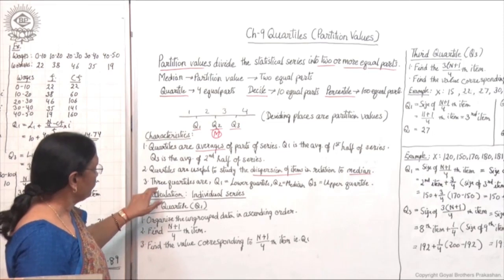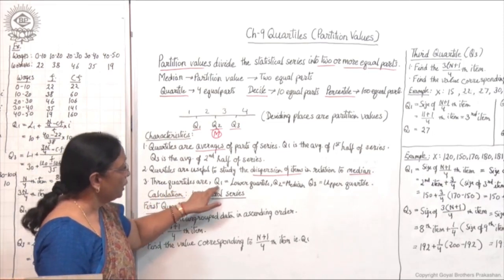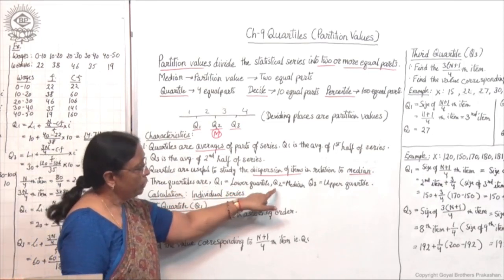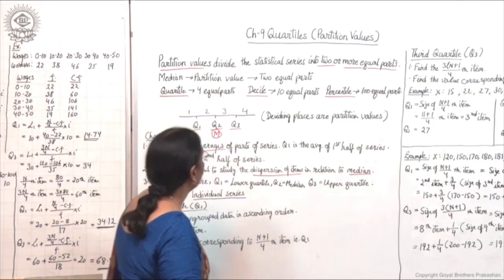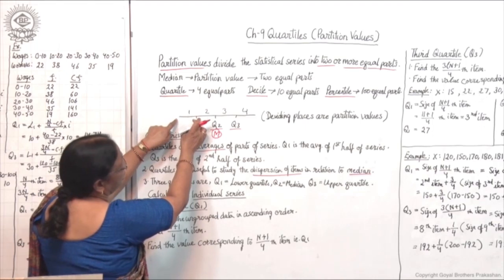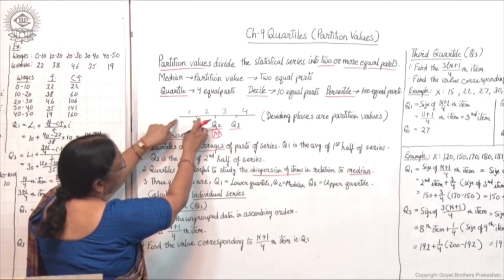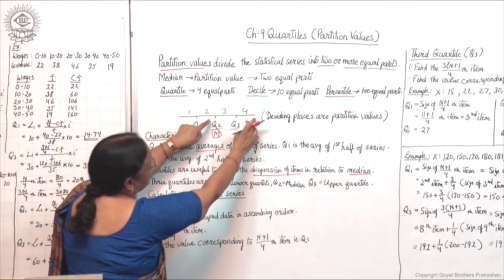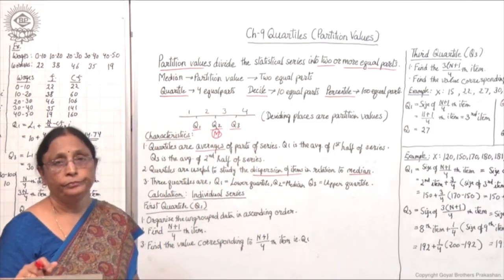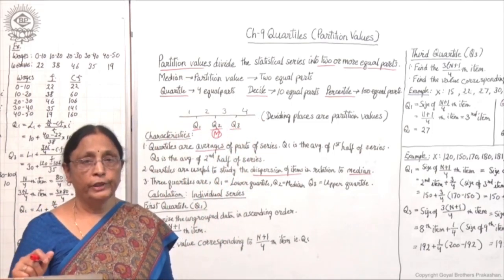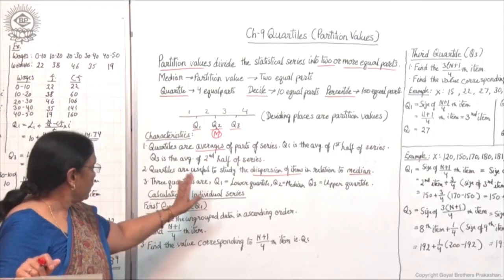So this is useful in finding out the dispersion of items. Third, the 3 quartiles are Q1, the lower quartile, Q2, the median, and Q3, the upper quartile. Q1 is the lower quartile, Q3 is the upper quartile and Q2 is the median, right? So these are the characteristics.